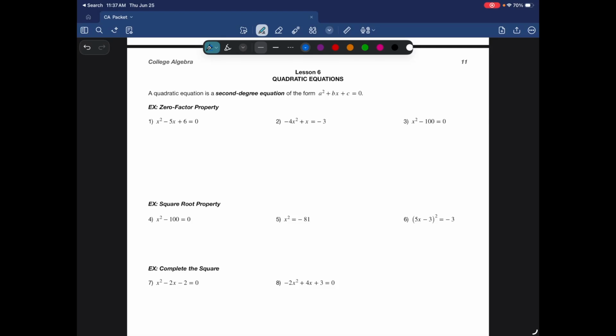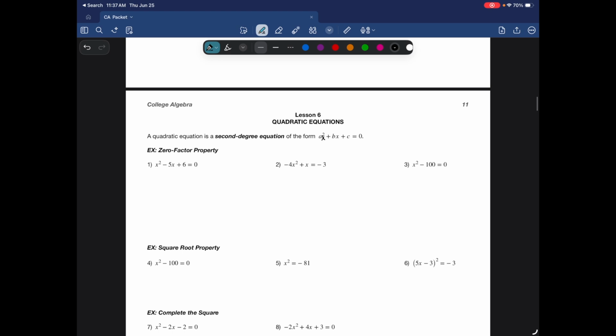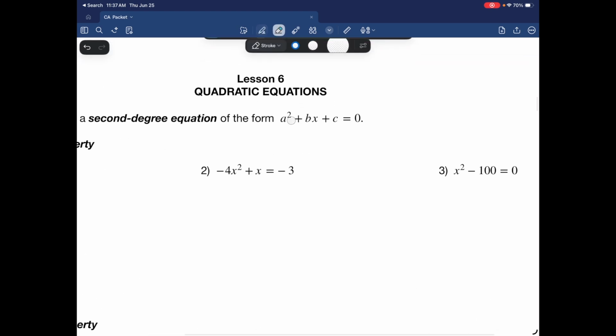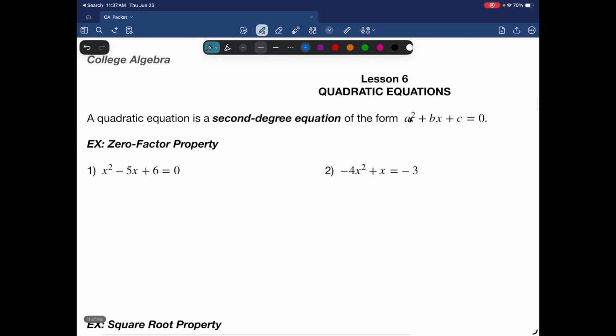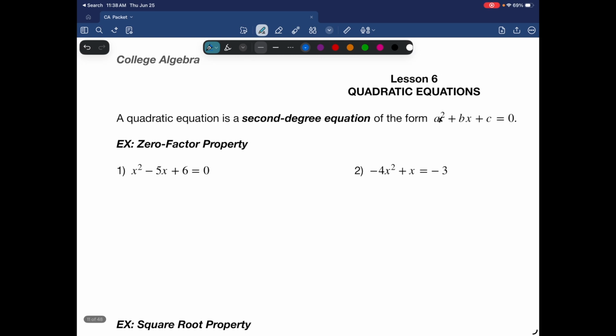All right, guys, in lesson 6, we're going to talk about quadratic equations. A quadratic equation is a second degree equation of the form ax squared plus bx plus c. There are several different ways that we can factor this or figure out what x equals, and we're going to walk through each of these.